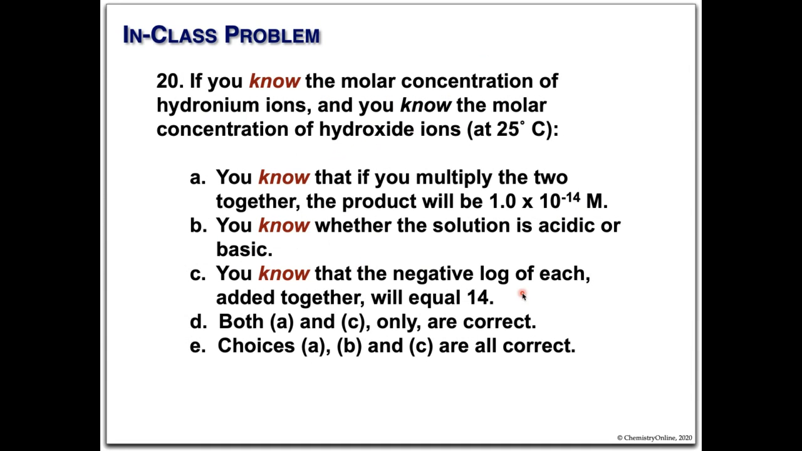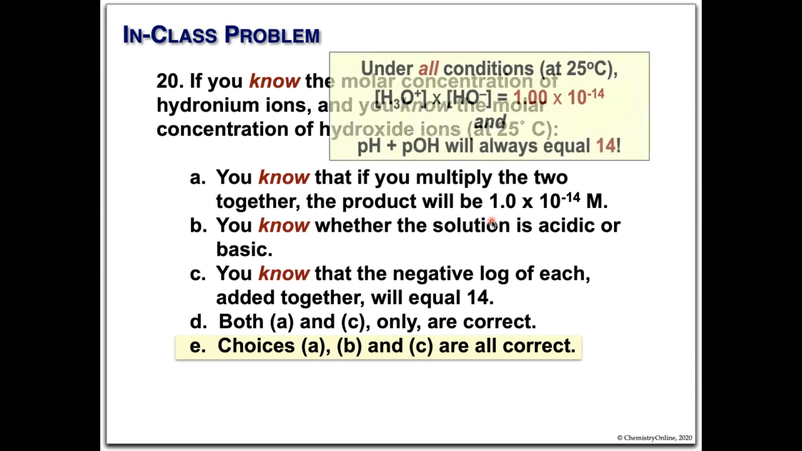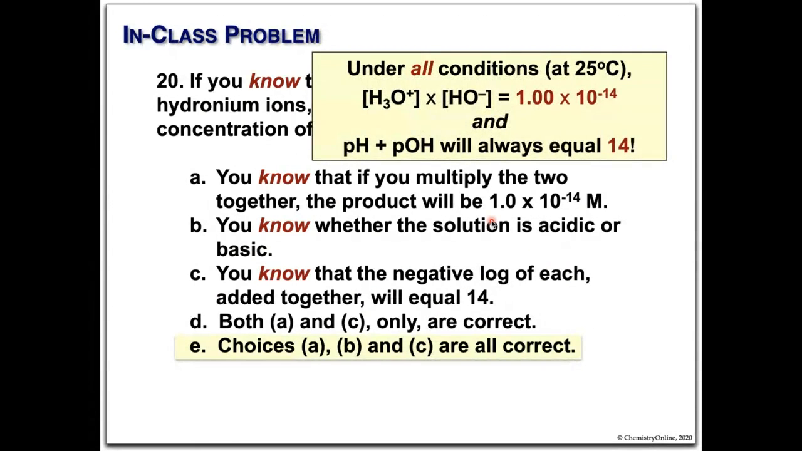And finally, the negative log of each. What's the negative log? pH and pOH. If we add those together, it will always give us 14. All of these are correct. These are two fundamental things. Please make sure you write them down somewhere and have them handy when you take the exam.